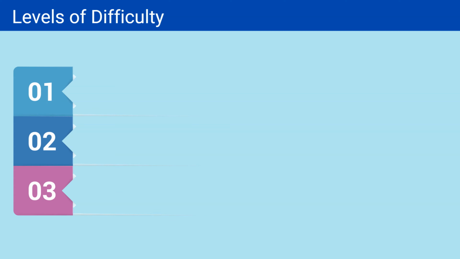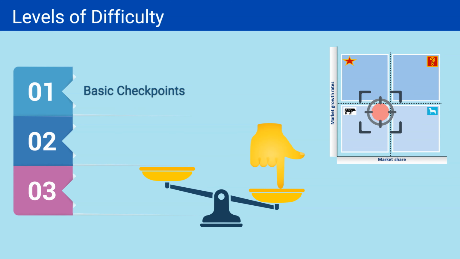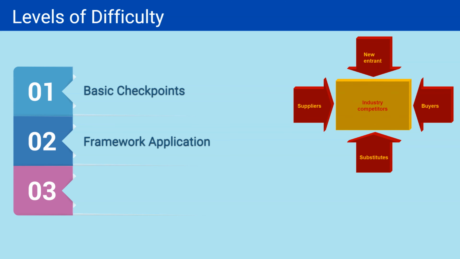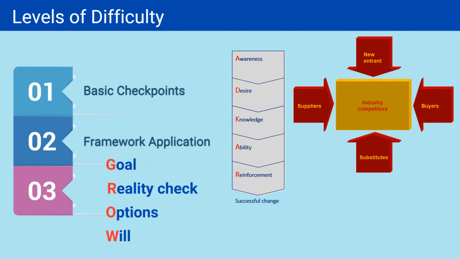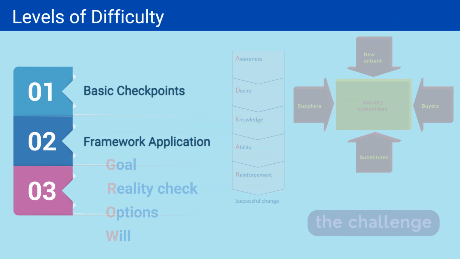Levels of difficulty. From what I've seen, role-play scenarios come in different levels or styles. One, basic checkpoints. These test your basic knowledge. For instance, you might be asked to classify companies using the BCG matrix, stars, cash cows, etc., or choose the correct valuation method based on a company profile. Two, framework application. Here, you'll use structured models like Porter's 5 Forces, the GROW coaching model, or ADKAR for change management.